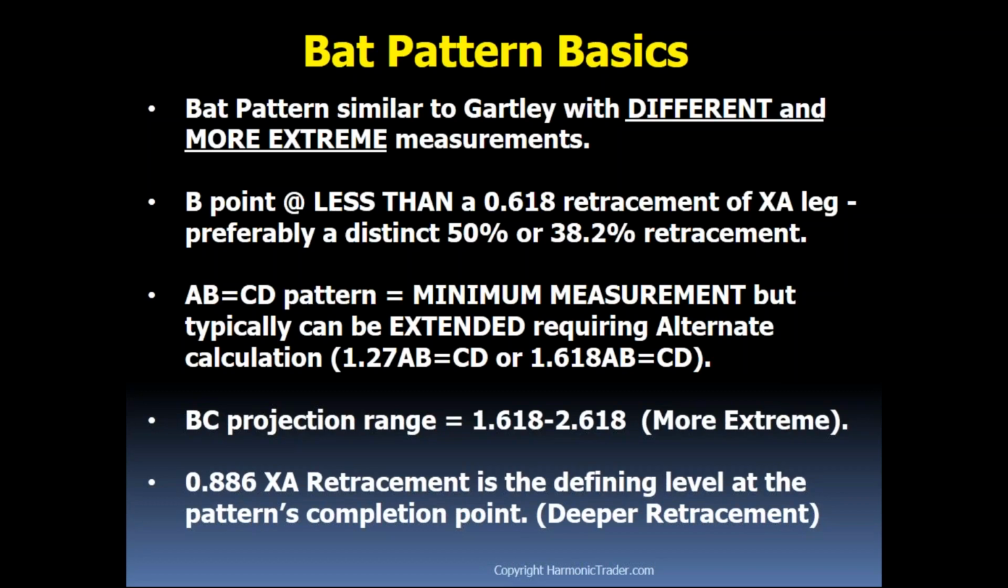The AB equals CD pattern, this is a minimum measurement, but typically it can be extended requiring an alternate calculation. And we looked at that when we reviewed ABCD patterns, but we'll review it in a second here. But remember also that the BC projection range, that has to be a minimum 1.618 measure, but can be as much as a 2.618. So these measures denote a more extreme structure. And then finally, the 886 XA retracement is truly the defining level of the whole completion point for the pattern. This is closer to the starting point at X, and it's a deeper retracement than the Gartley.